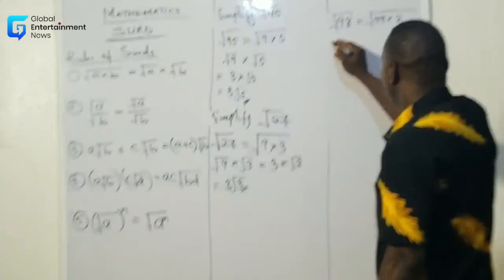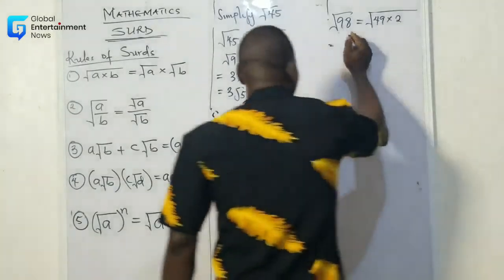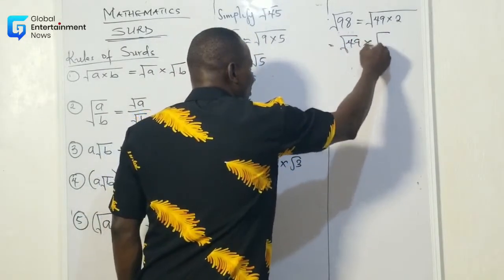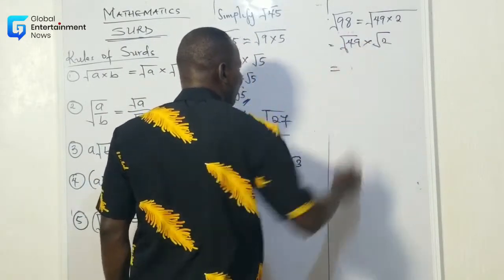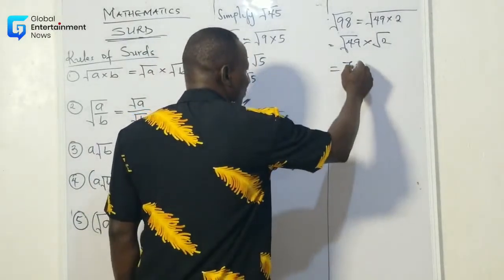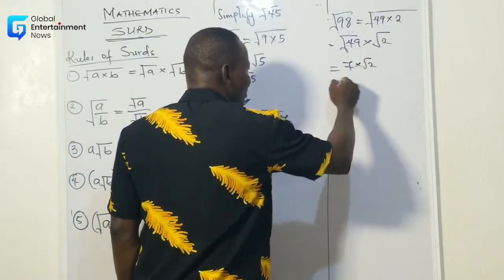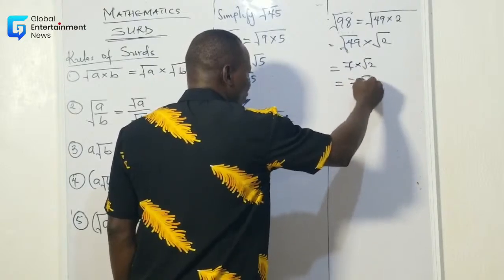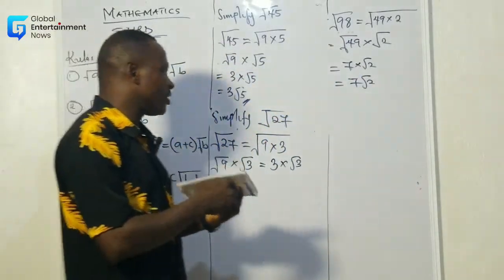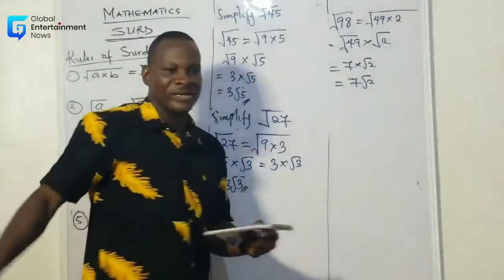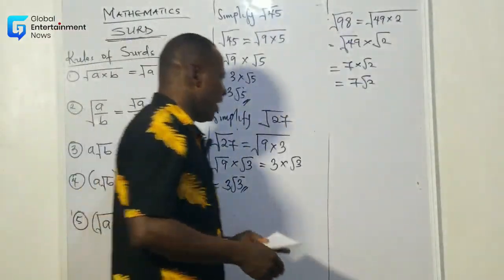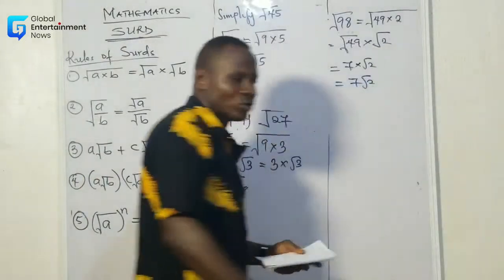Now let's break it down. 49 times 2 is the same thing as root 49 times root 2. Root 49 will give me 7, so we have 7 times root 2, which is the same thing as 7 root 2. If you look at the irrational number we have here, we cannot break it again. Okay? I believe we are good to go.